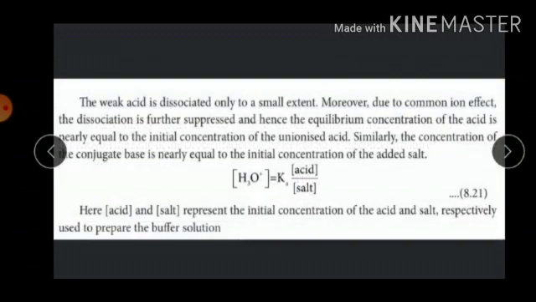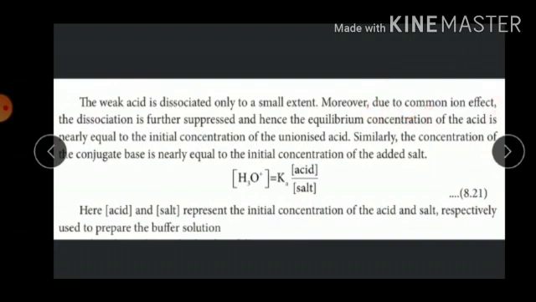So here the concentration of hydronium ion in an acidic buffer solution depends on the ratio of the concentration of weak acid to the concentration of conjugate base. So the H3O+ concentration, or H+ concentration, is equal to Ka times acid by base, the weak acid to the concentration of its conjugate base.